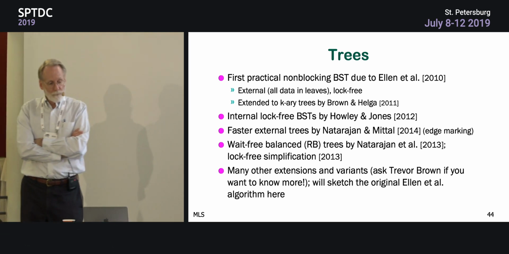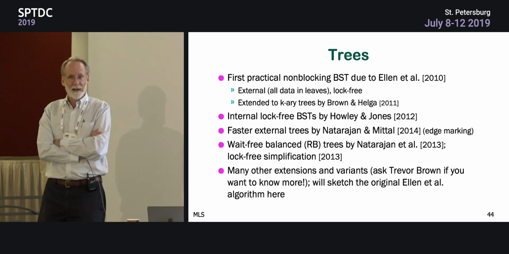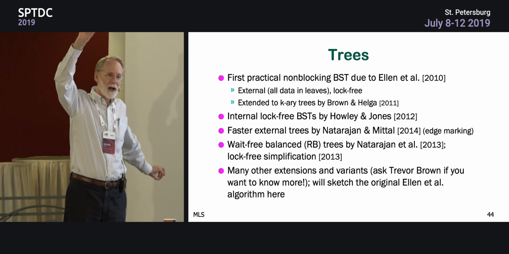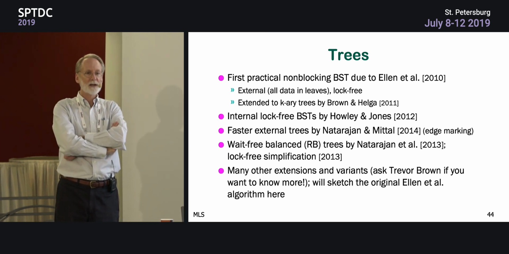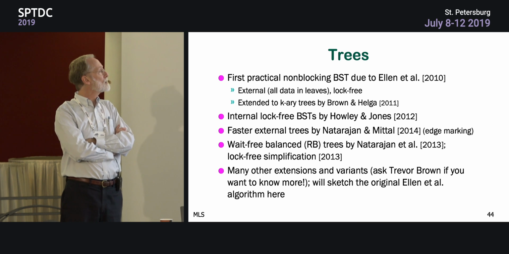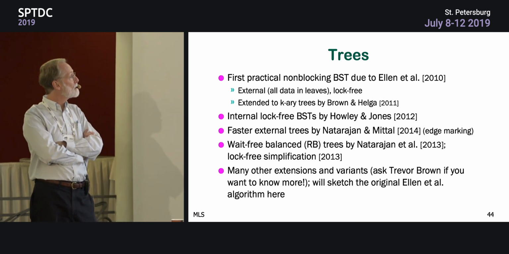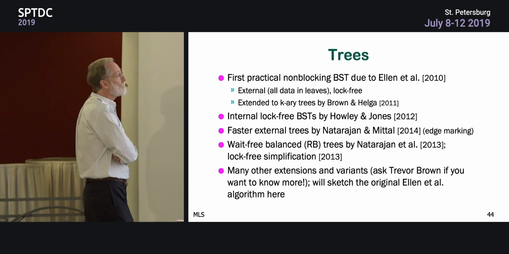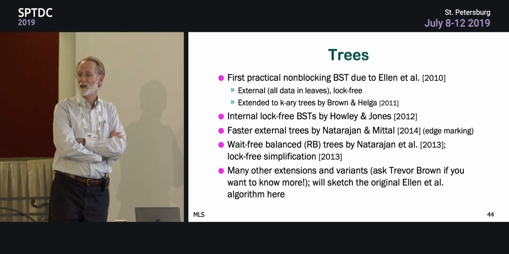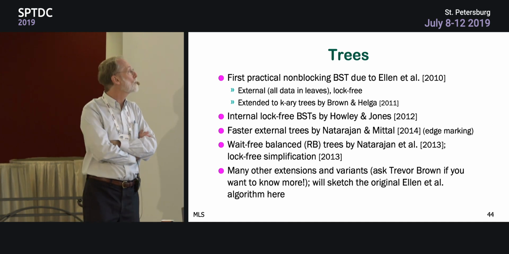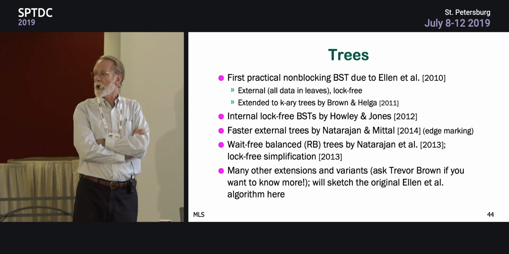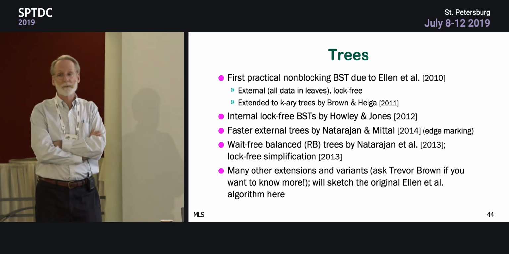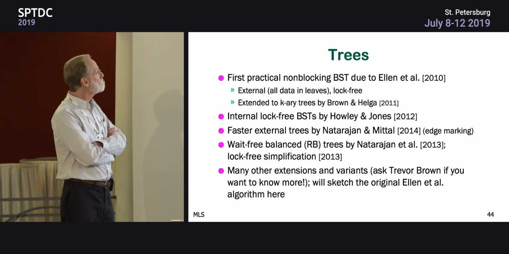The first correct non-blocking binary search tree, not a rebalancing one, one that has at least the possibility of becoming a long spindly branch, was due to Faith Ellen and several co-authors back in 2010. It is an external tree where all the data is in the leaves. The internal nodes just have keys to direct your search toward appropriate leaves. It is a lock-free algorithm, not wait-free. It's been extended to k-ary trees by Trevor and Gelu.